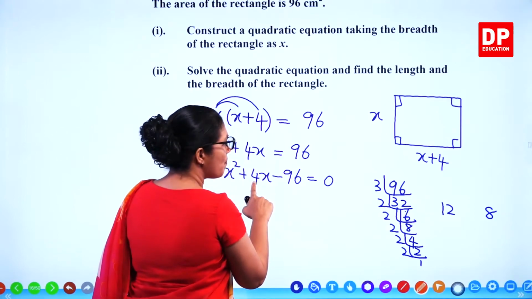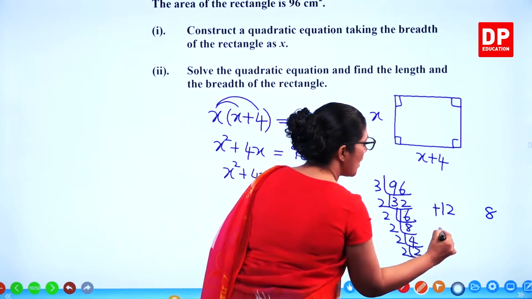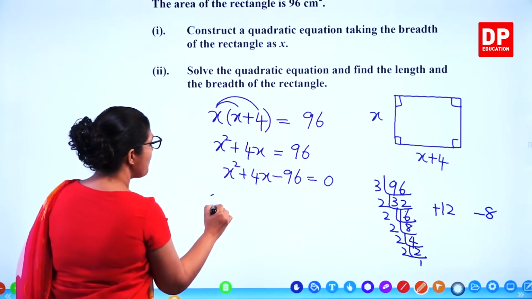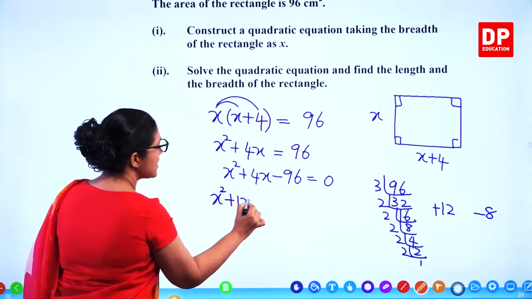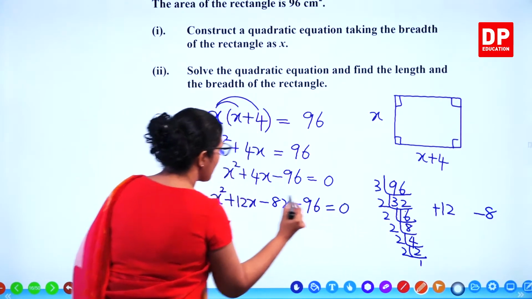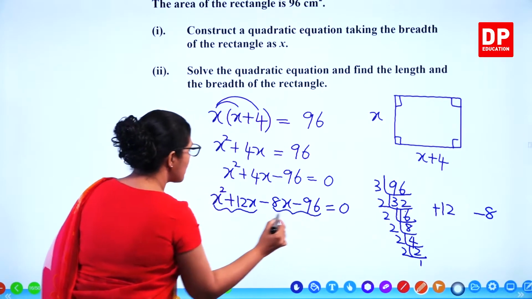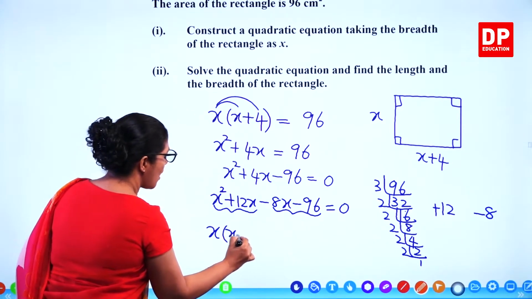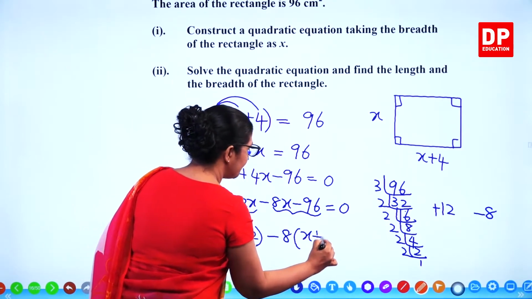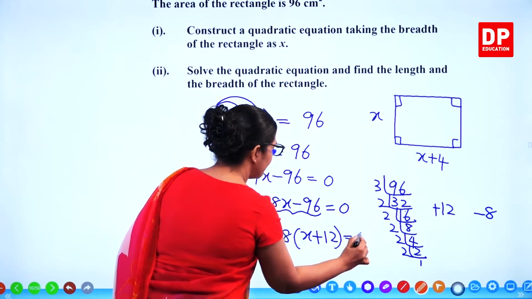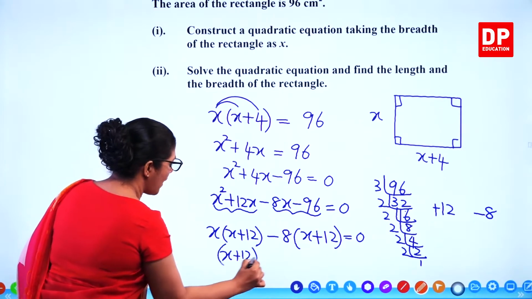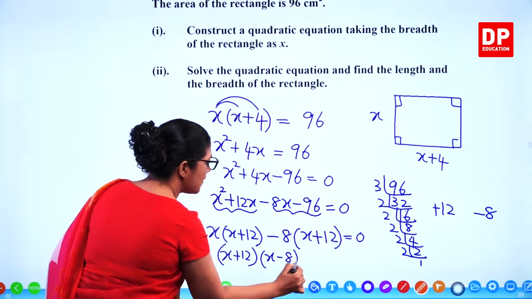And which one is positive? Plus 12 and minus 8. So, you split the middle term to plus 12x and minus 8x. Take first two and the last two separately. When you take x out, you get x plus 12. Take minus 8 out, x plus 12. X plus 12 is one factor, x minus 8 is the other factor.